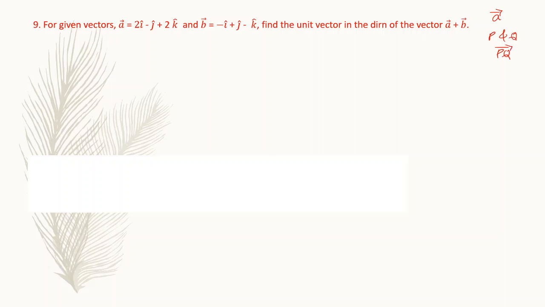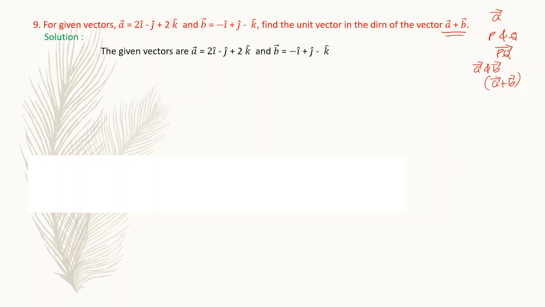Now they have given two vectors, vector a and vector b. First we need to find the sum of these two vectors. After finding the sum, meaning when you add them, you will get a new vector. For that resultant vector, we need to find the unit vector. So let's first find a plus b. We know how to find this, correct? Yes, just find a plus b.